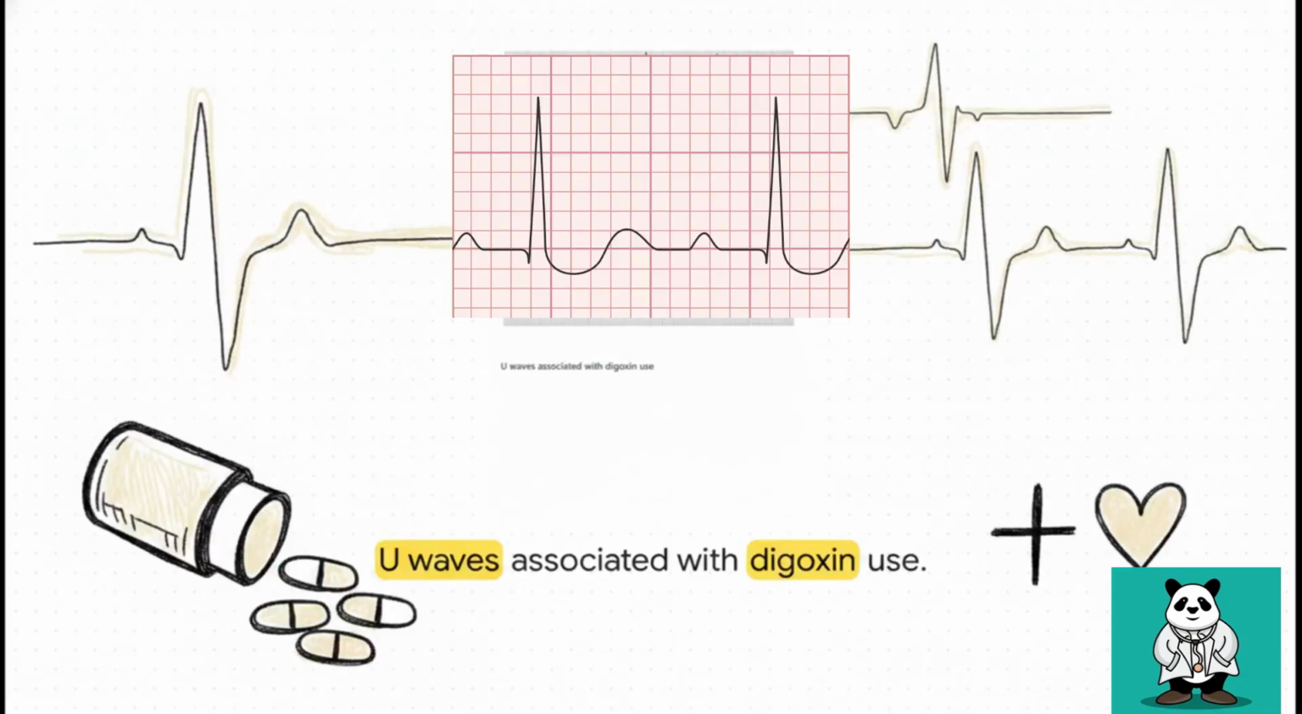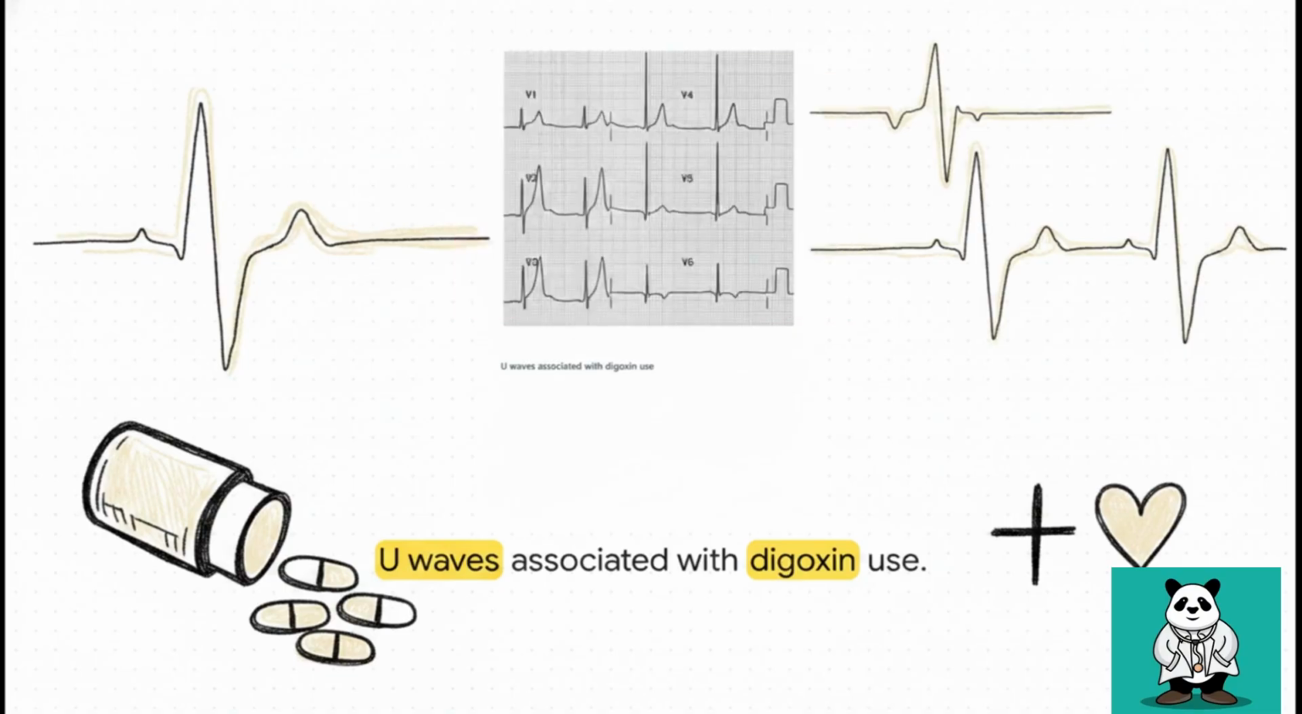Now, shift your focus to the precordial leads here. I really want you to lock this visual pattern into your brain. See that distinct elevated bump following the T wave? That's what digoxin use looks like. Recognizing this exact pattern can literally be a life-saving clue when you're working up a patient for medication toxicity.